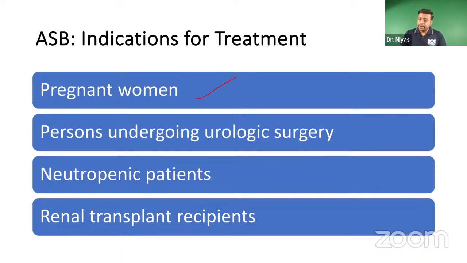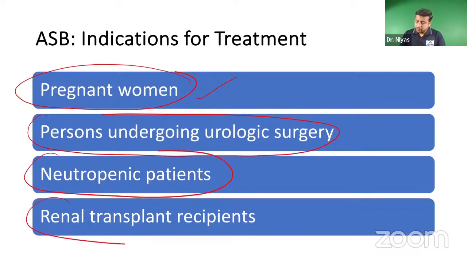So as a result, pregnancy is one of the commonest indications where asymptomatic bacteriuria should be screened. Every pregnant female, especially in the first antenatal visit itself, should be screened for asymptomatic bacteriuria and treated if it is there. Patients undergoing urological surgery where there is mucosal bleeding, again, an indication. Neutropenic patients, you can treat. Renal transplant recipients, you can treat. So apart from these four, there is no indication for treatment of asymptomatic bacteriuria.